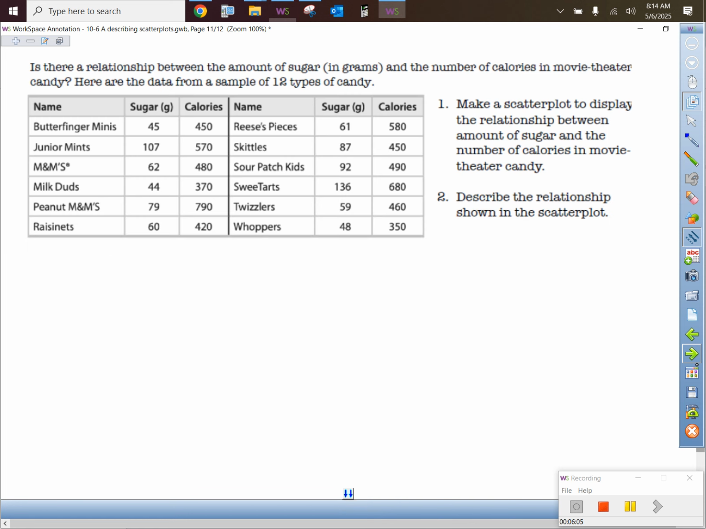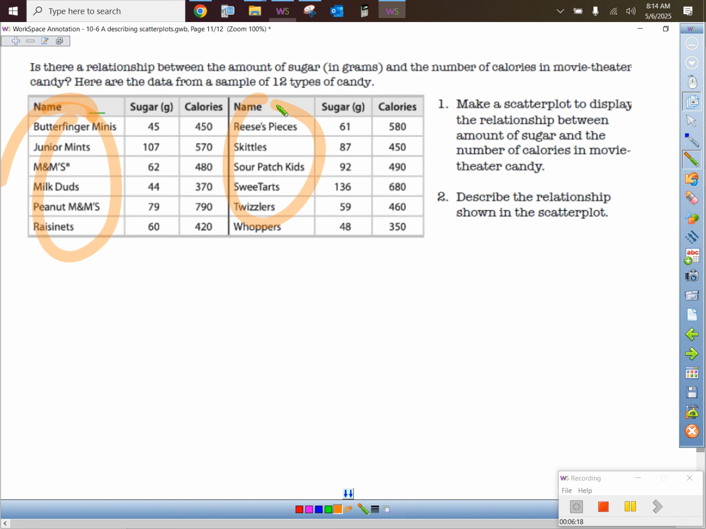Then here's some real data. I totally trust that you would know how to put this into the applet. I have already done it. What we don't put into the applet is the names of these candies right here. We don't need to put those in. I have the spreadsheet. We would do one quantitative variable, multiple groups. One group would be sugar, and the other would be calories.